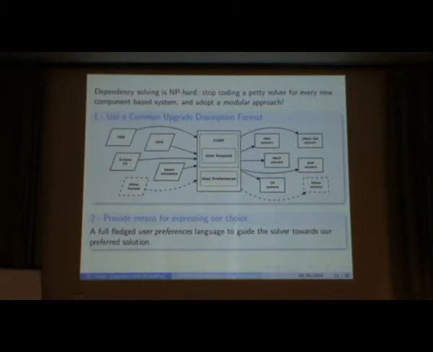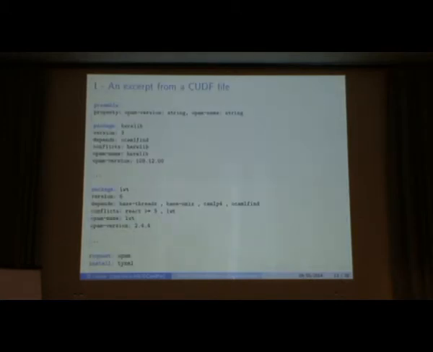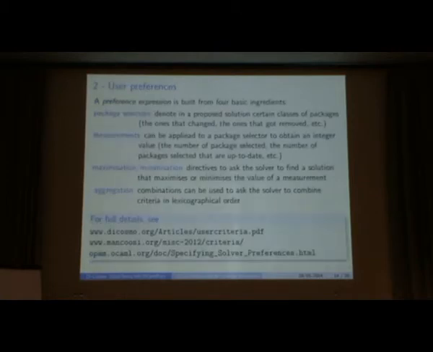Just to give you an idea of what this CUDF file looks like, it's very reasonable, it is human readable, it is extensible. This is actually extracted from the CUDF file which is generated by OCaml every time you want to install something, for example, install XML. All packages are represented in this standard way. And then what about user preferences, which is something not everybody knows yet?